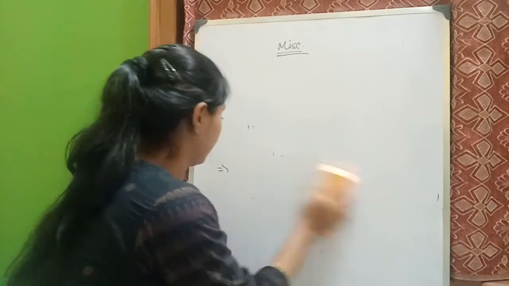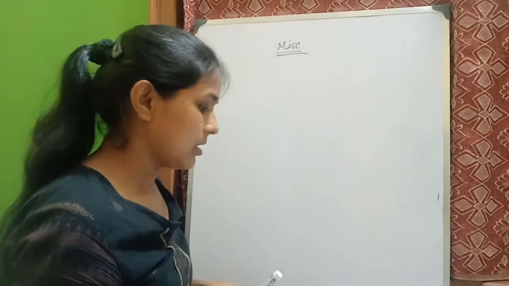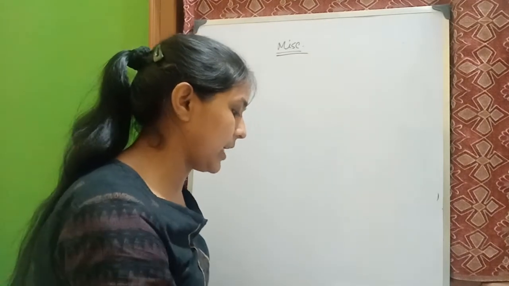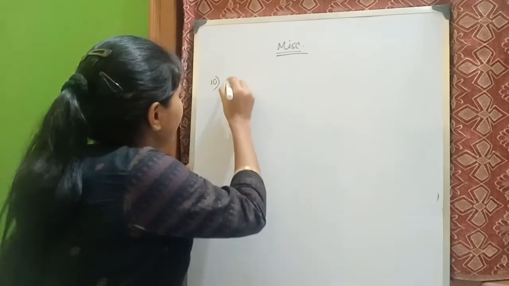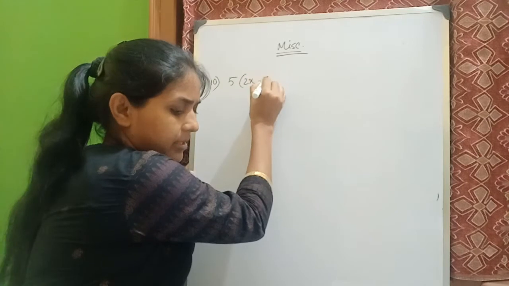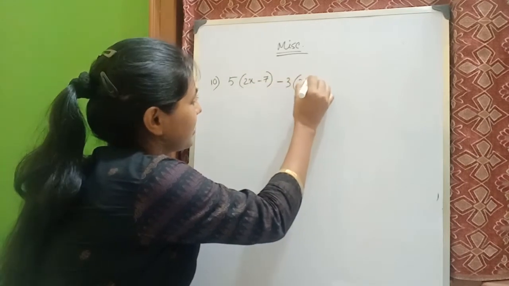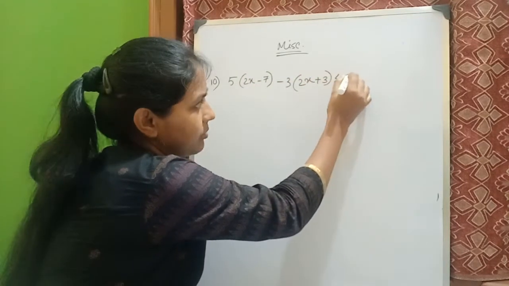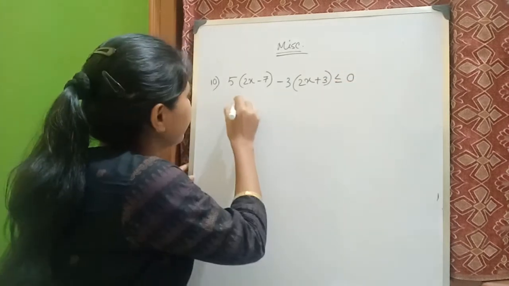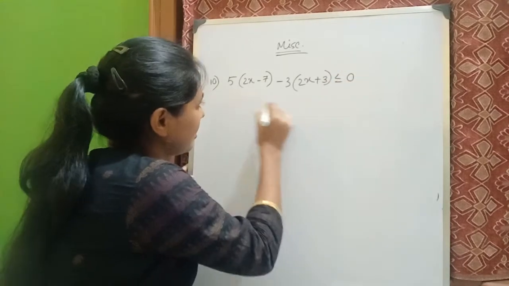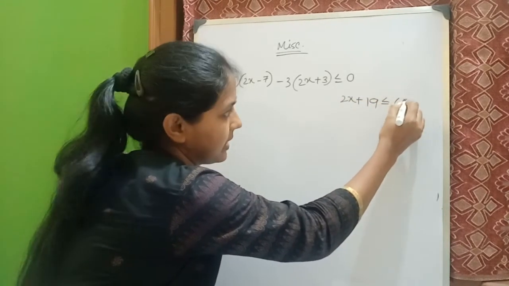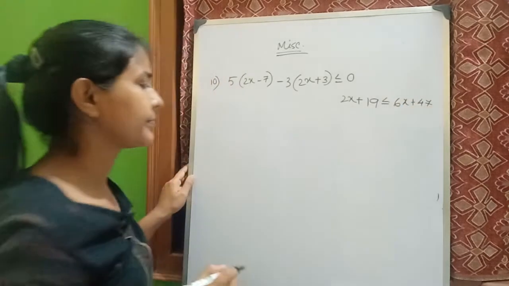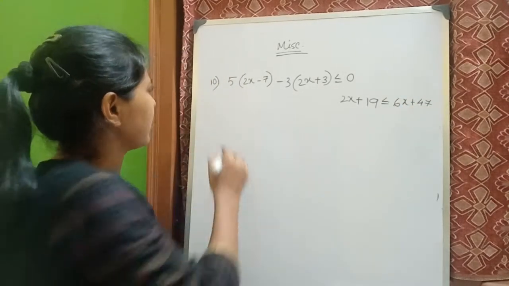And not together. They are individually given. So I am choosing question number 10 from the miscellaneous exercise. It's 5(2x minus 7) minus 3(2x plus 3) less equals to 0. And another one I'm writing here: 2x plus 19 less equals to 6x plus 47. We will solve it first.